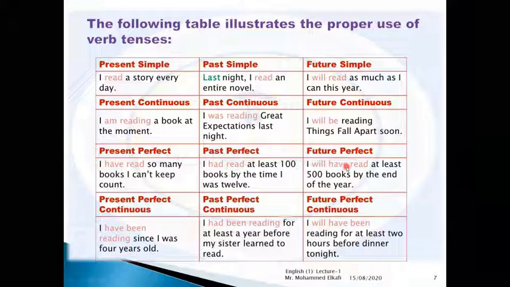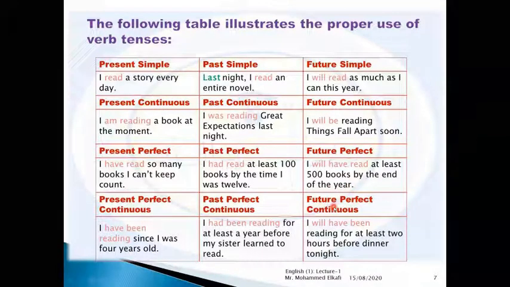The third future tense is future perfect. In future perfect, we have this form: I will have read. We think of the form of future, will, and the form of perfect, have, and the past participle. So: I will have read at least 500 books by the end of the year.